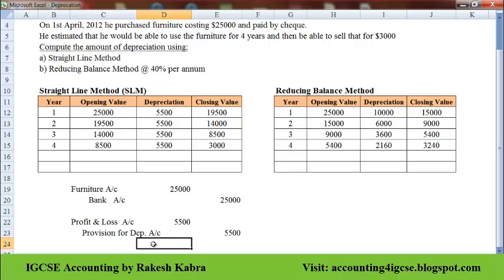So every year at the end of the year, for the amount of depreciation, we will pass this entry. I am changing the amount here. I am considering the amount as per the reducing balance method. So I am writing here 10,000. Under the reducing balance method, what was the amount of depreciation in the first year? 10,000, isn't it? So I am considering these values. So this is the entry, and I drop the furniture.